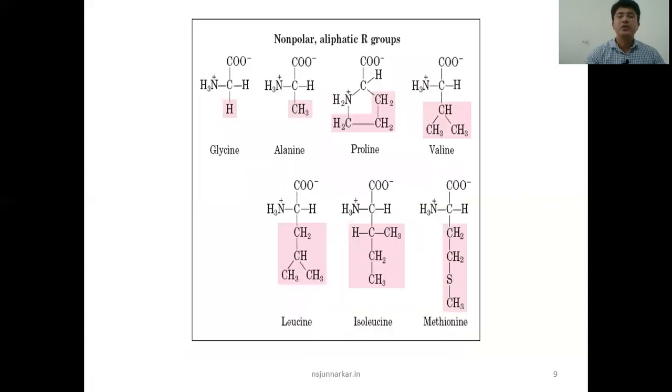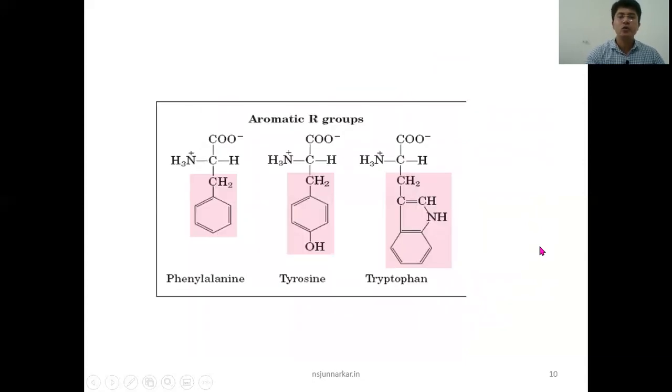Let us have a look at the structure of these amino acids. The amino acids with nonpolar aliphatic side chains are shown: glycine, alanine, proline, valine, leucine, isoleucine, and methionine. These are the amino acids which have the nonpolar aliphatic side chains, whereas those which have aromatic side chains include phenylalanine, tyrosine, and tryptophan. These amino acids contribute to the absorption in the UV range, as they have lambda max in the UV range.